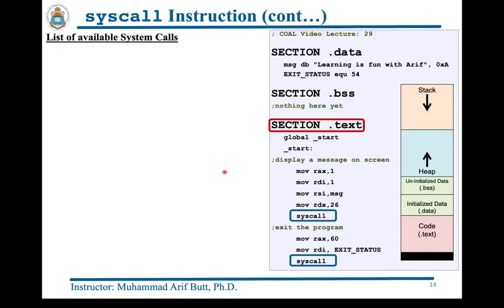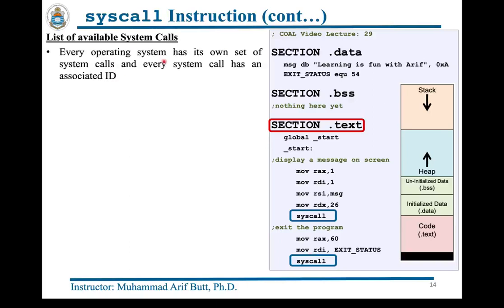Okay, so let's go into the details of how a system call is made. First of all, what are the available system calls for an operating system? Remember, dear students, every operating system has its own set of system calls, and every system call has its own associated ID.